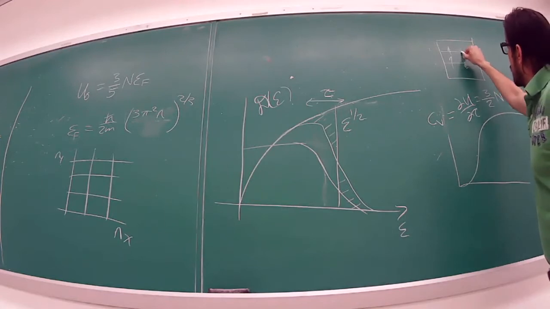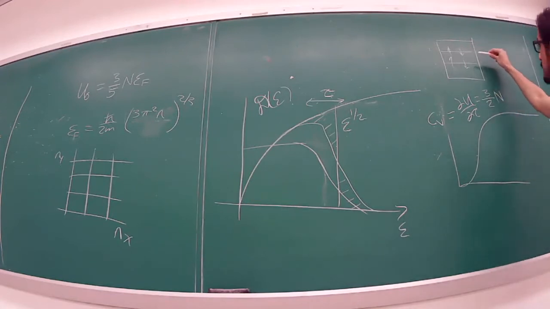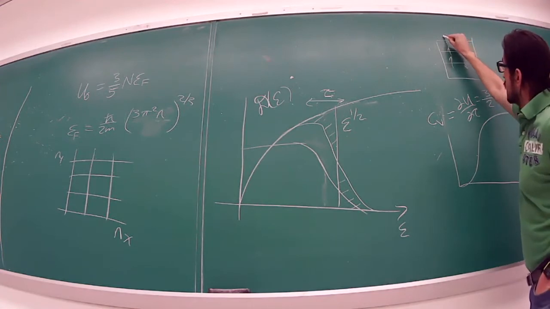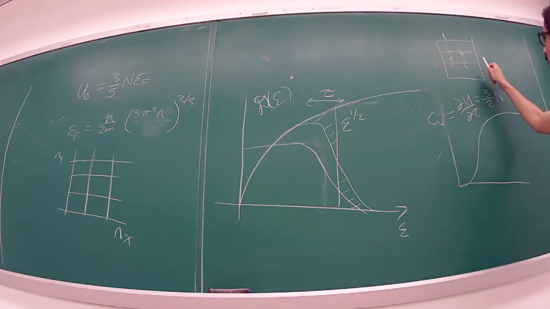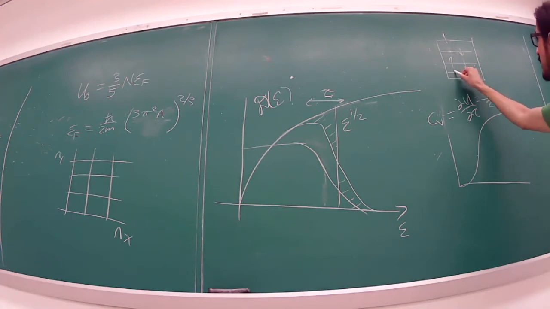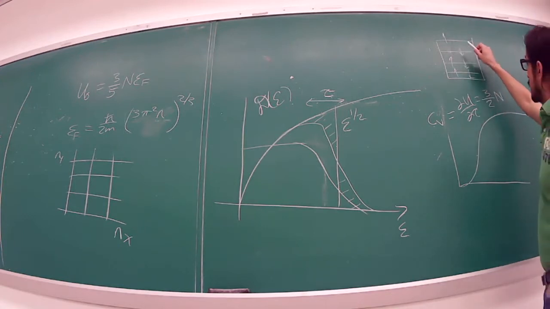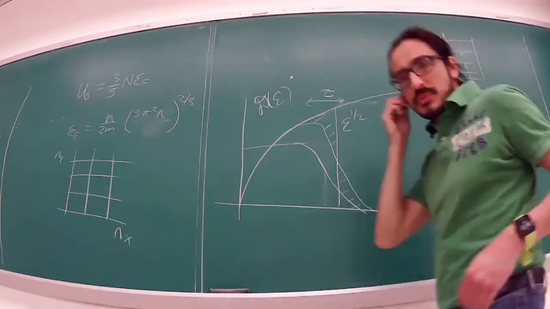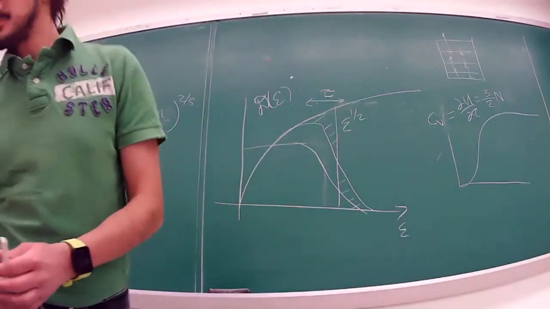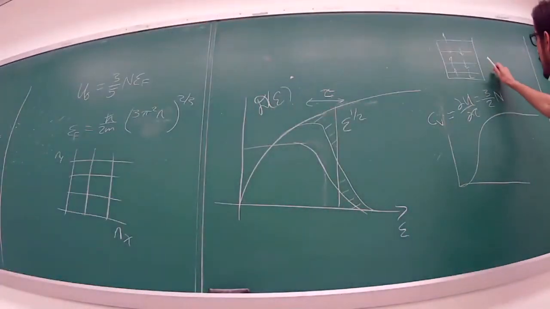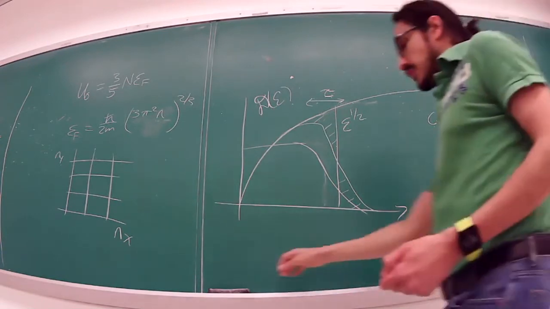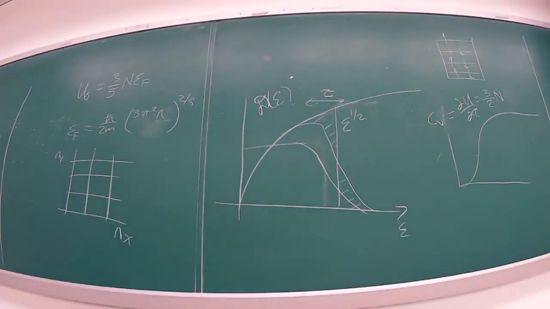Your fermions. And so if you increase the temperature, maybe this one will be able to move to this, and hence contribute to the heat capacity. So we are going to derive that heat capacity today.